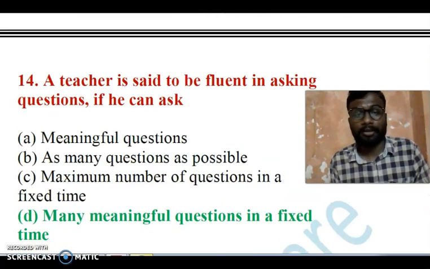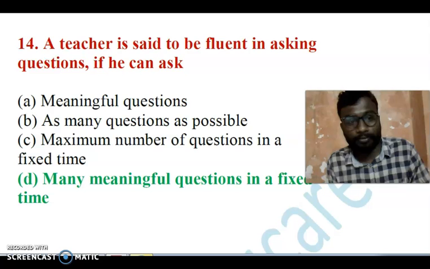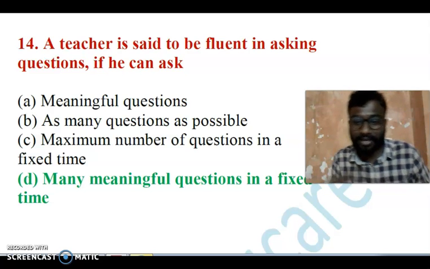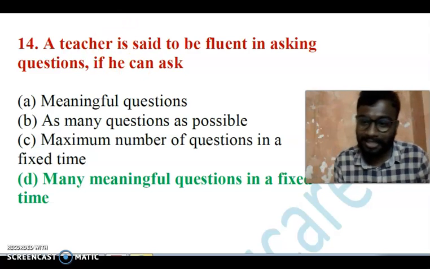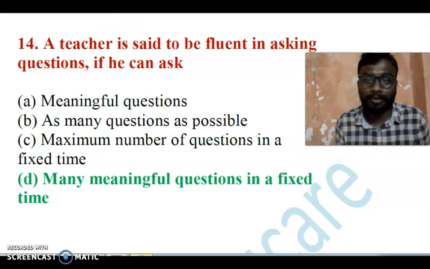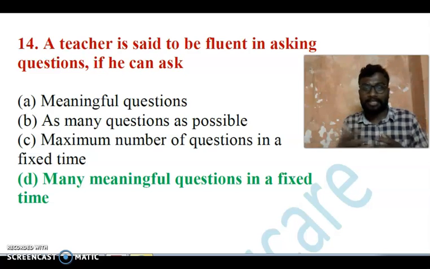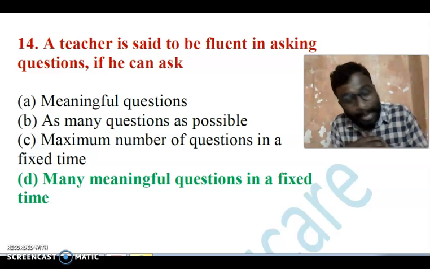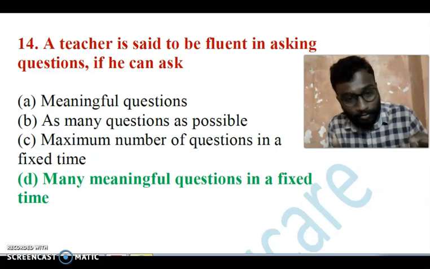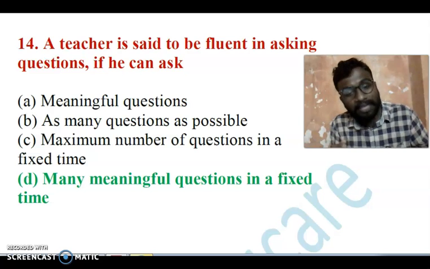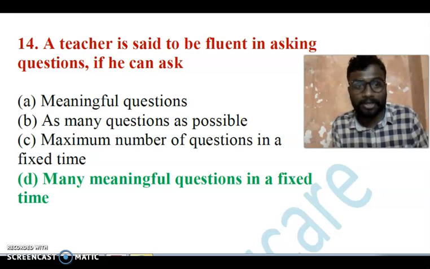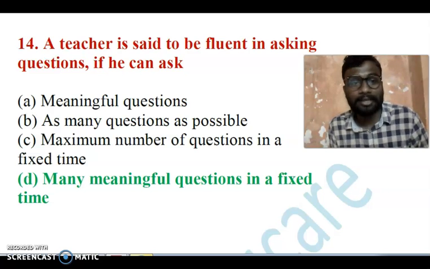Yeah. We can go to the 14th question, the last question. A teacher is said to be fluent in asking questions if he asks... When is the teacher said to be very good in asking questions? A teacher is said to be fluent in asking questions if he can ask many meaningful questions in the fixed time. It is not the maximum number of questions asked, whether meaningful or non-meaningful. It is many meaningful questions asked in the fixed time, right? Only then is the teacher said to be fluent in asking questions.